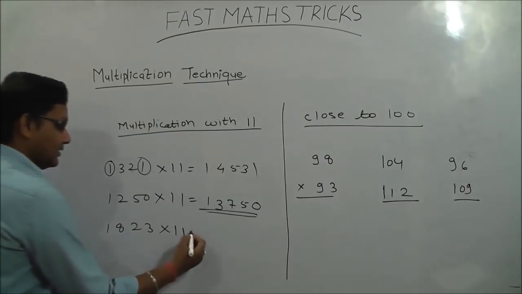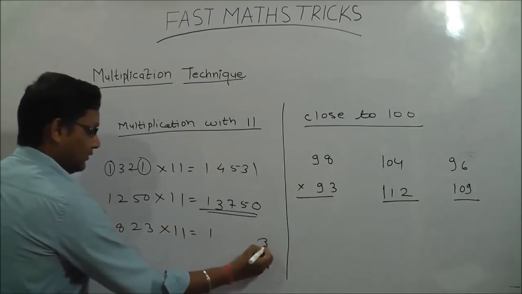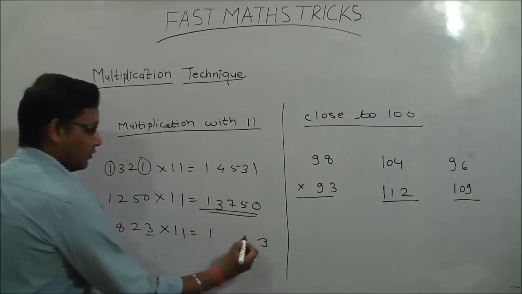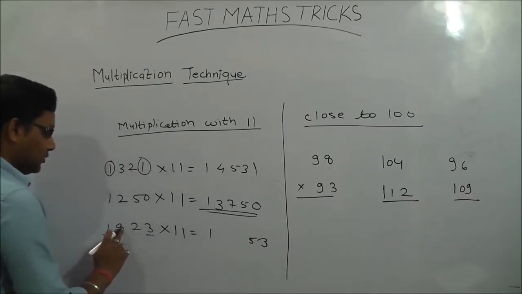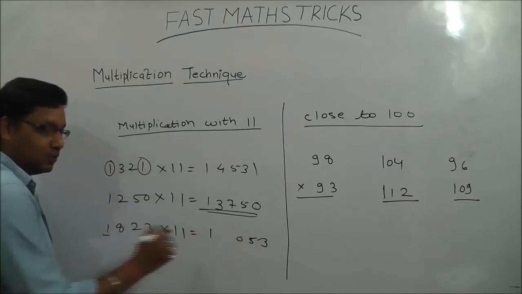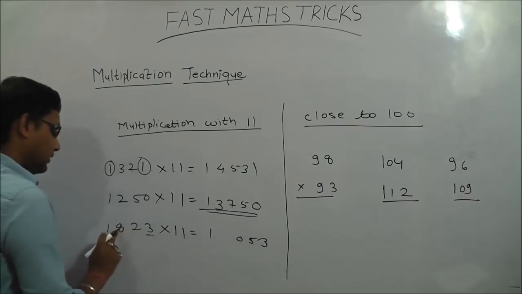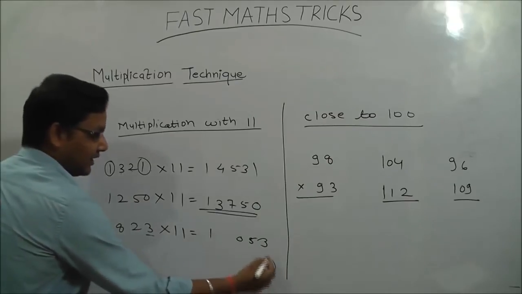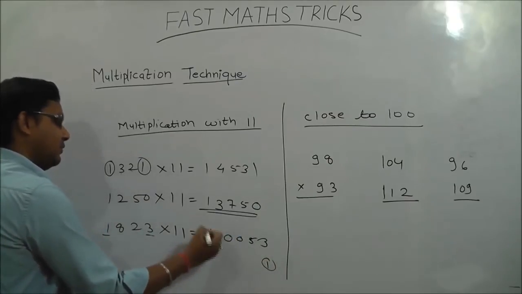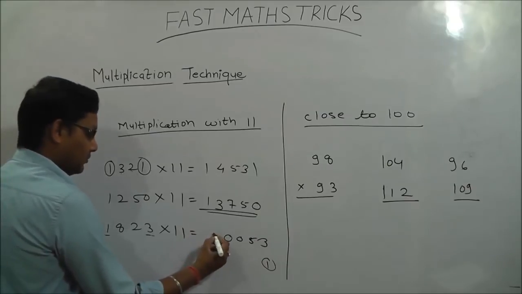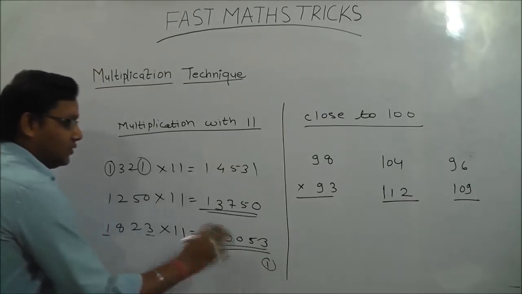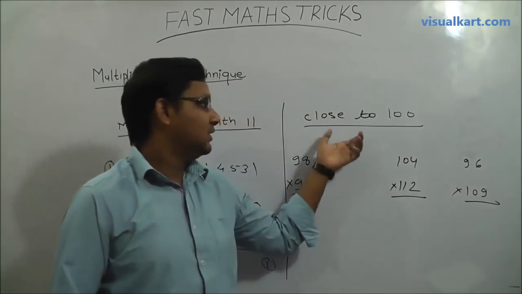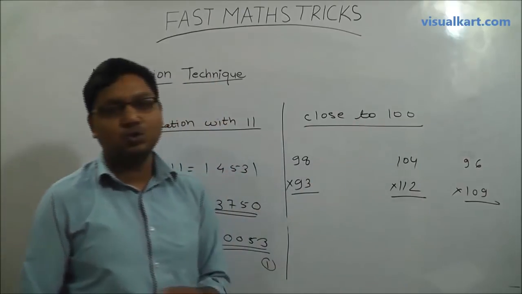Suppose the last example, let us see. 1 and 3 will come in last, 1 and 3. And then what to do? 3 plus 2, 5. 8 plus 2, 10. So write only 0. Then 8 plus 1, 9. 9, and 1 is carry, so it will become 10. And 1 will be added here, so it will become 2. So the answer will be 20053.